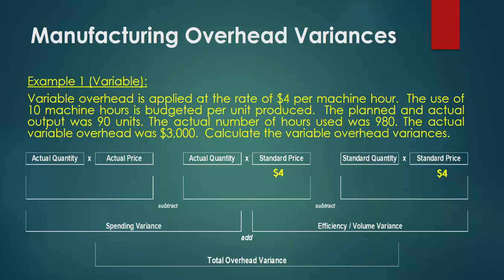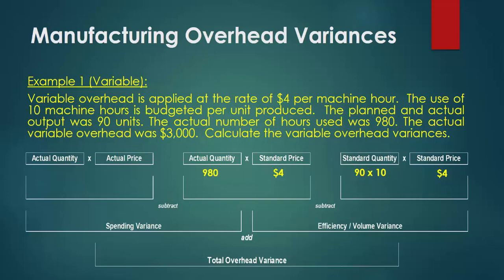But we need to know the number of units before we can get to our total standard quantity. It says the planned and actual output was 90 units. So the number of units made multiplied by the standard hours per unit gives us our standard quantity. So we put 90 times 10 there under the standard quantity, or 900. Then it says the actual number of hours used was 980. That's going to be our actual quantity. And I'm going to plug that into the second subset.